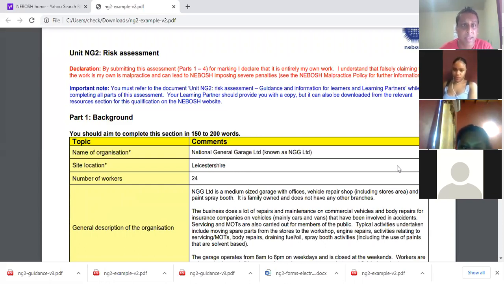I guess I'll read what's in red. Declaration: by submitting this assessment, part 1 to 4, for marking, I declare that it is entirely my own work. I understand that falsely claiming that the work is my own is malpractice and can lead to NEBOSH imposing severe penalties. See the NEBOSH malpractice policy for further information. And the severe penalties can be investigating the matter to determine if you did really work with someone.